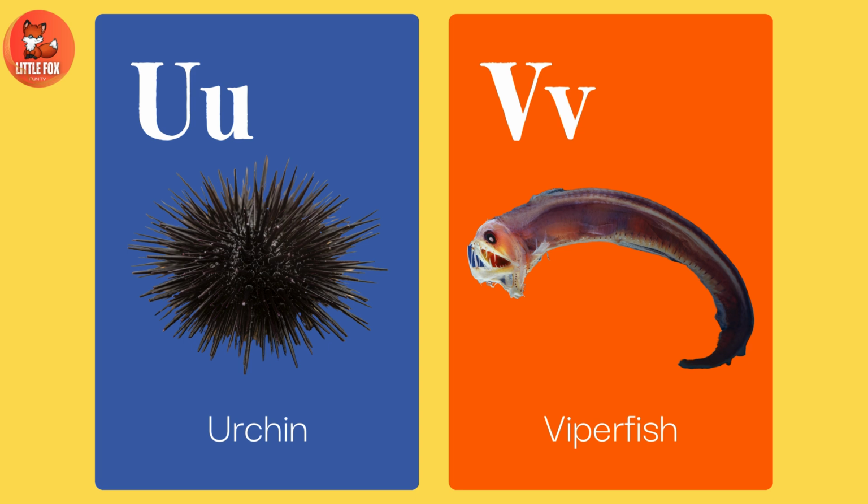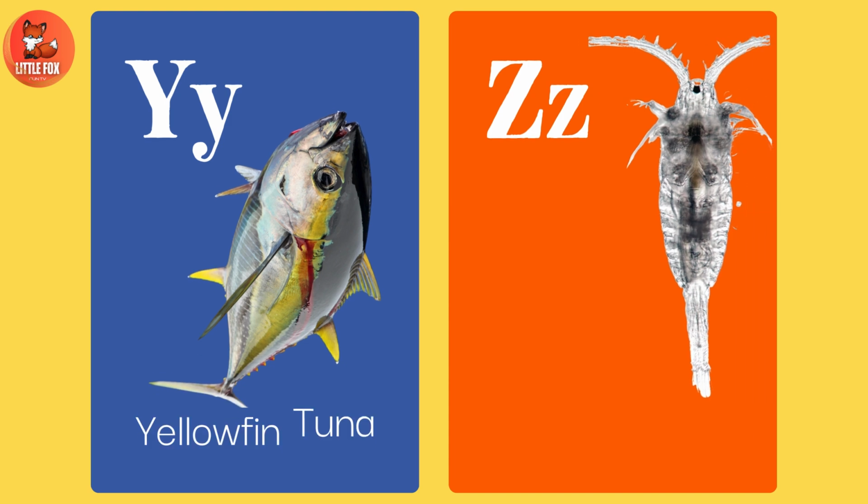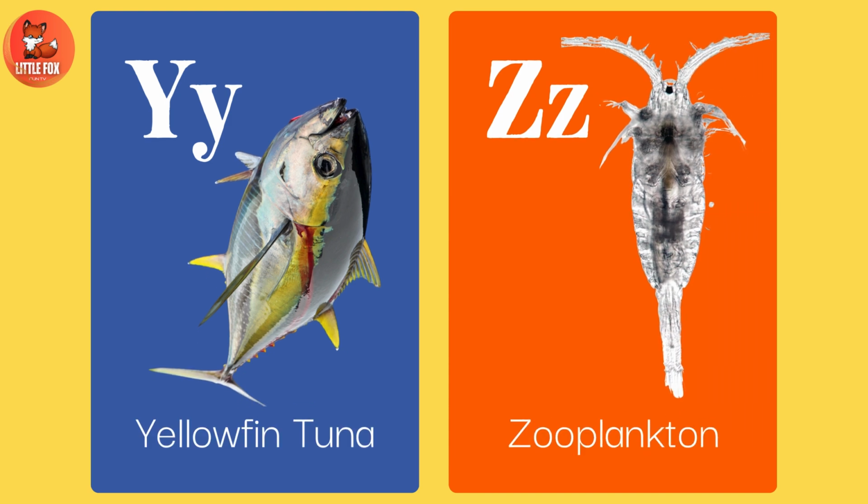V for viperfish. W for walrus. X for X-ray fish. Y for yellowfin tuna. Z for zooplankton.